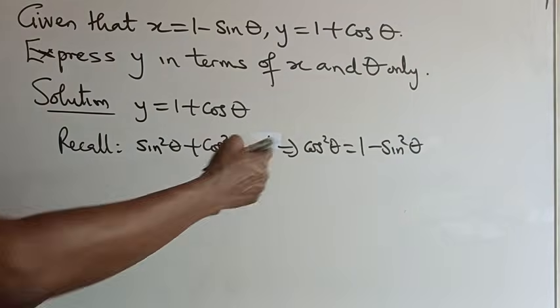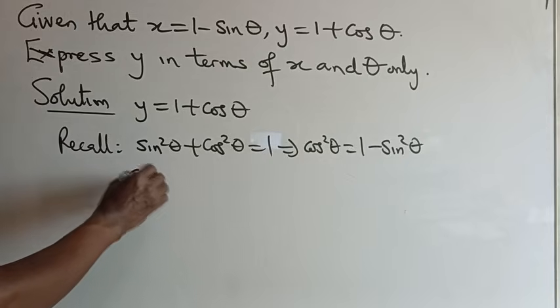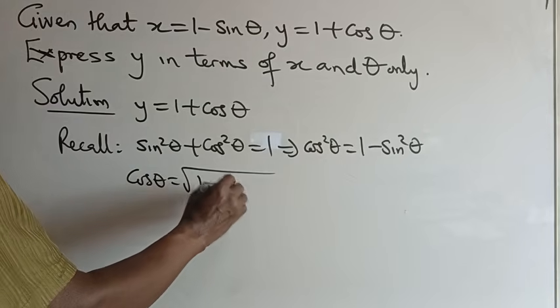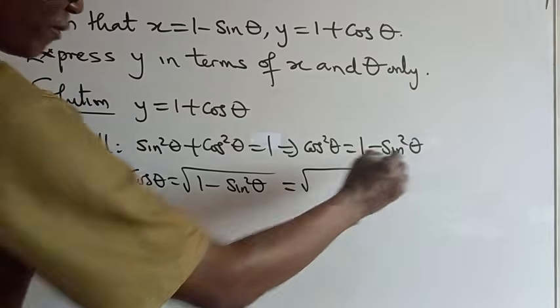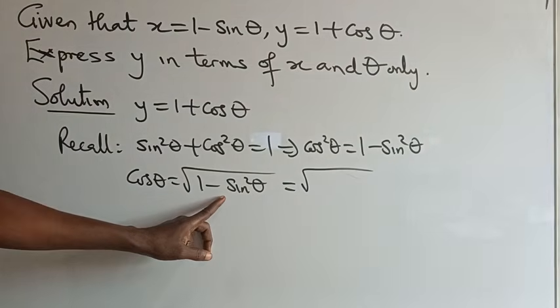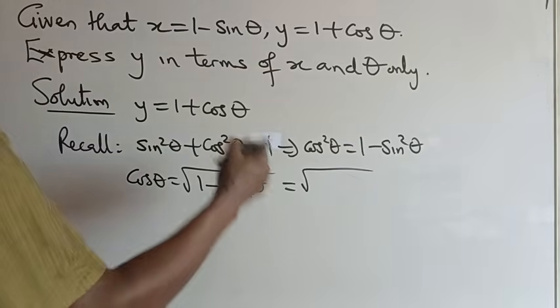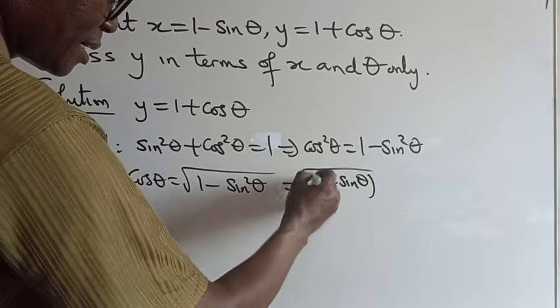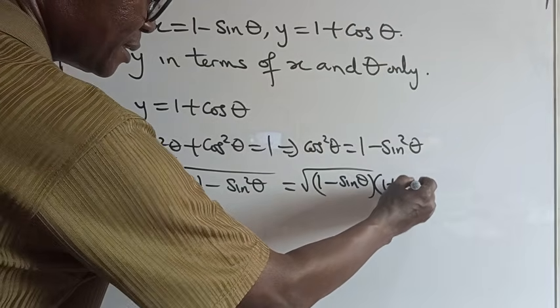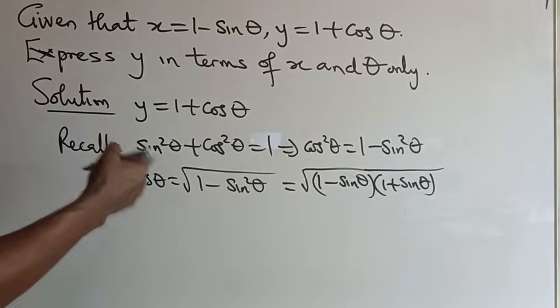Which invariably means that finding the square root of both sides will give us cos theta. Therefore, cos theta will be the square root of 1 minus sine square theta. Which is the same thing as the square root of 1 minus, and what is our sine theta? According to what is given here, we don't know yet. So we need to find the value of our sine theta. Now this is the same thing as 1 minus sine theta times 1 plus sine theta, because it is a difference of two squares.